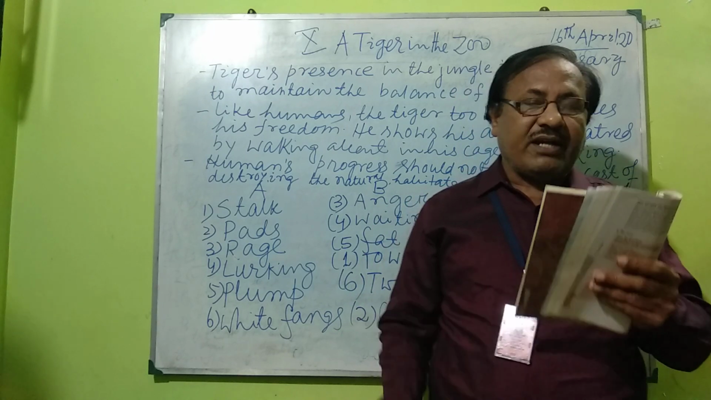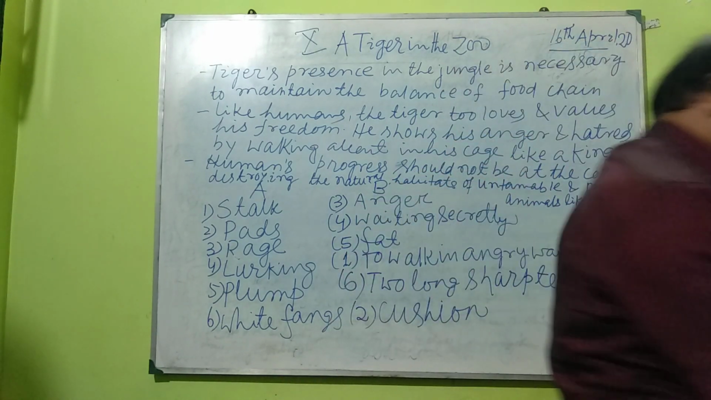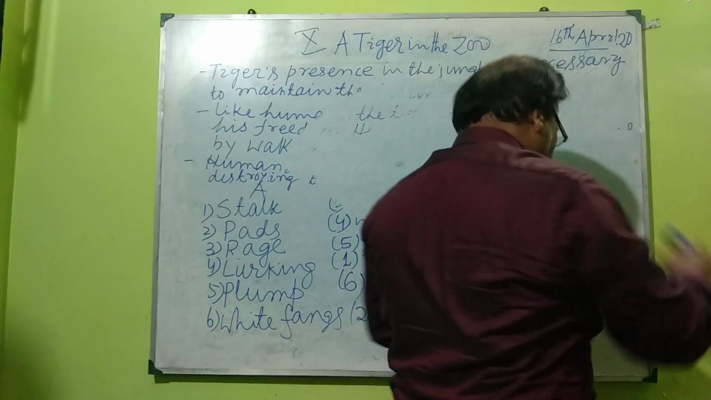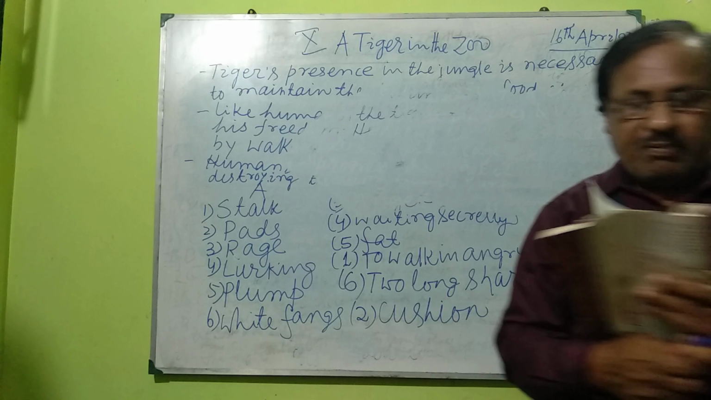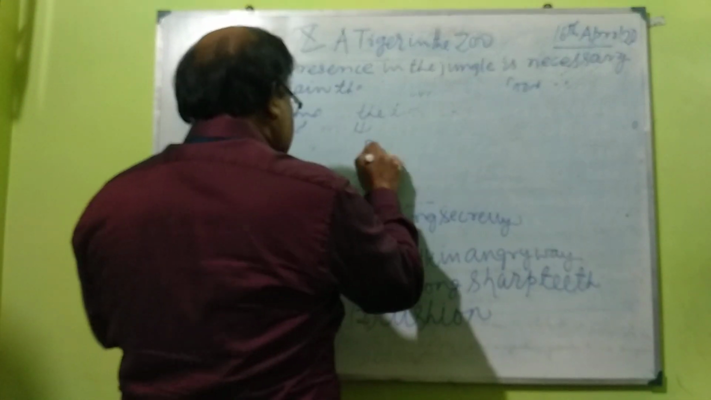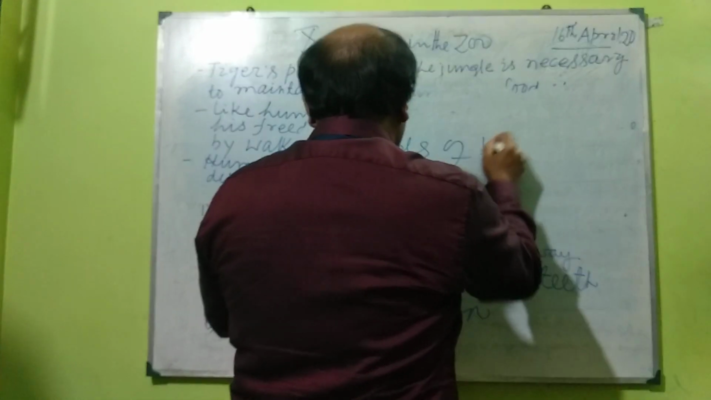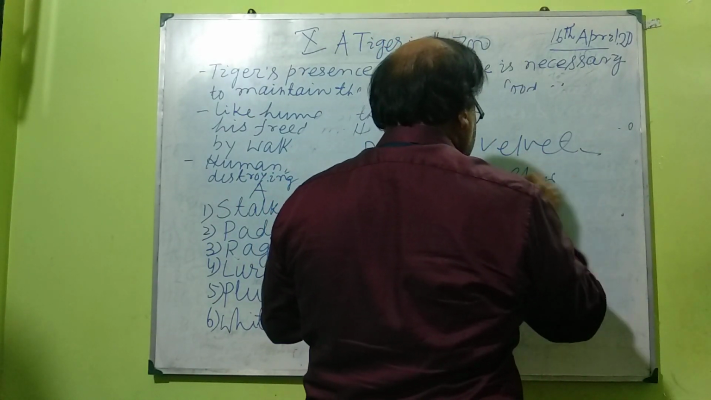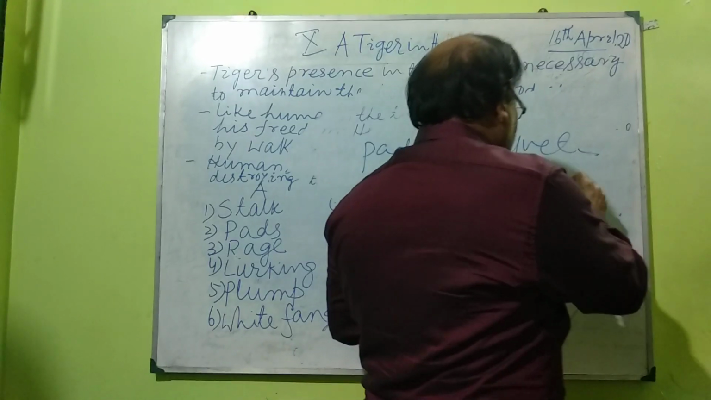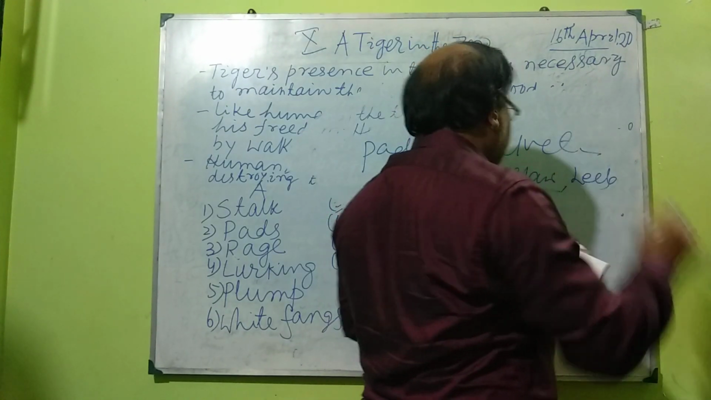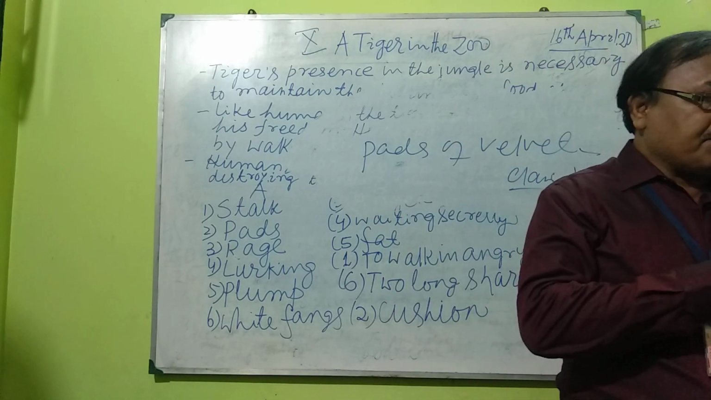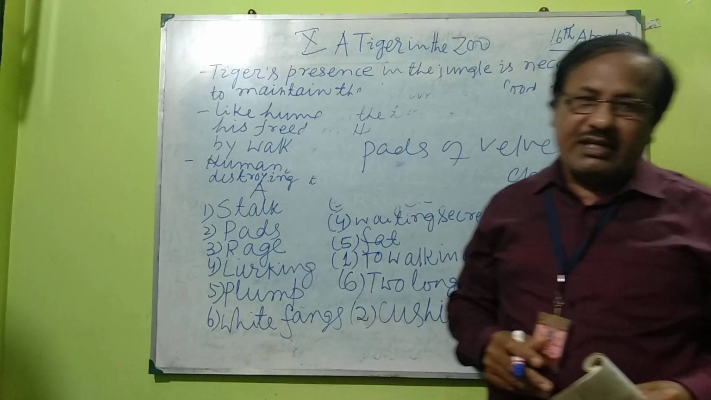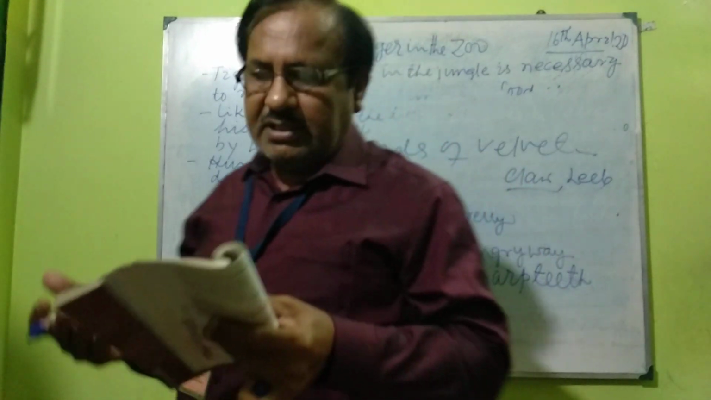On pads of velvet. So this is called metaphor. What is metaphor? Pads of velvet. Pads of velvet, what is that? Is claw. Or we can say heel of the tiger is known as pads of velvet. Cushion. Very soft and quiet, not angrily, not frightened of you, the visitors.